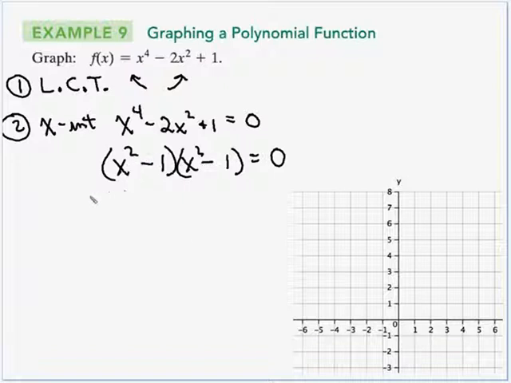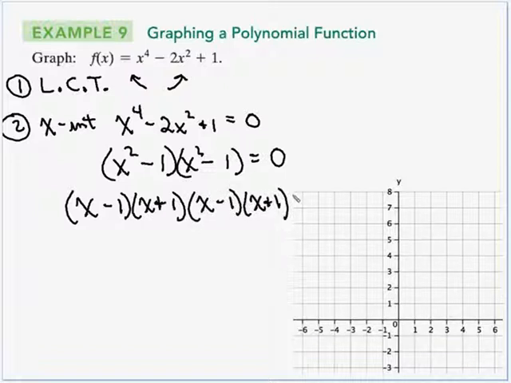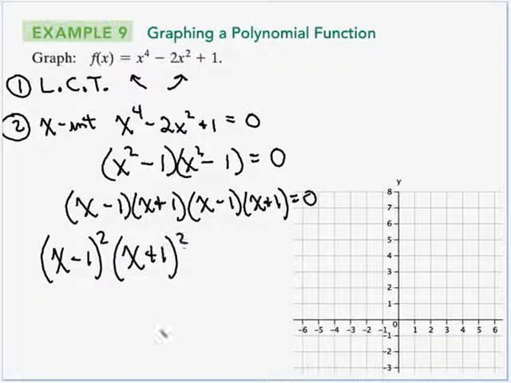And each of these breaks down farther. x minus 1, x plus 1 for the first difference of squares, and then another x minus 1 times x plus 1, equal to 0. So if we collect our like factors, we're going to have an x minus 1 quantity squared and an x plus 1 quantity squared equal to 0.